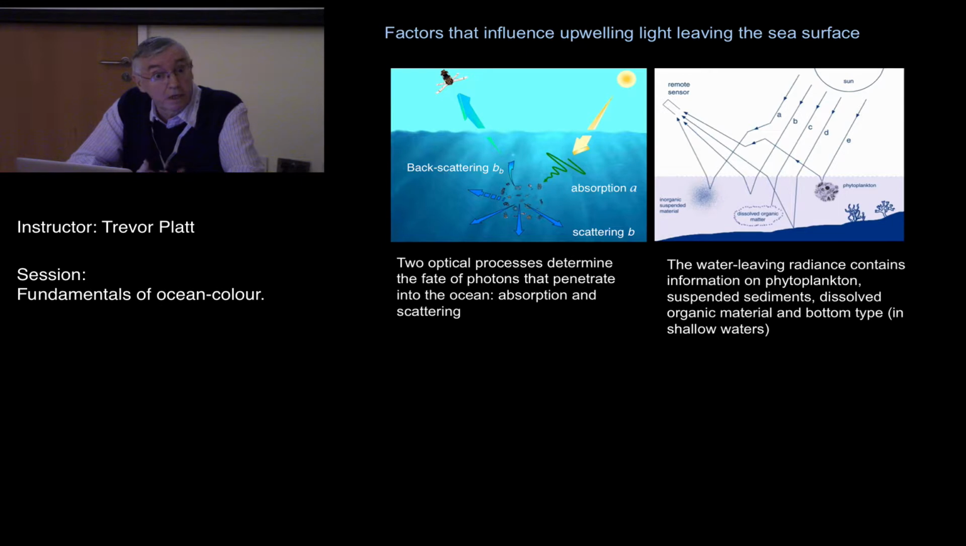It's like colored material, often of biogenic origin. Sometimes this is called yellow substance. Here is an interaction with the water itself. Water molecules can affect the paths of photons.